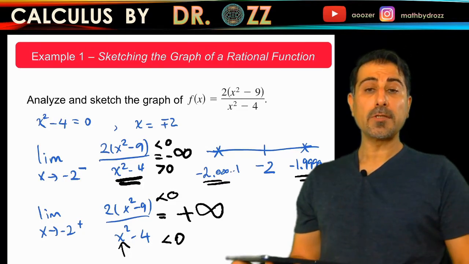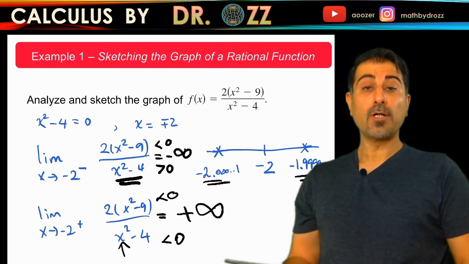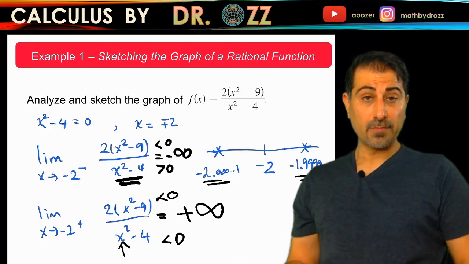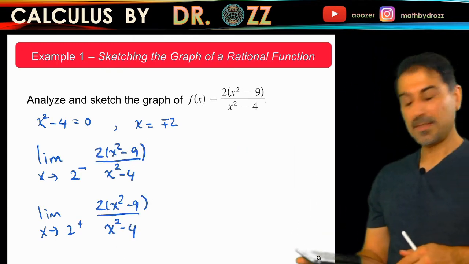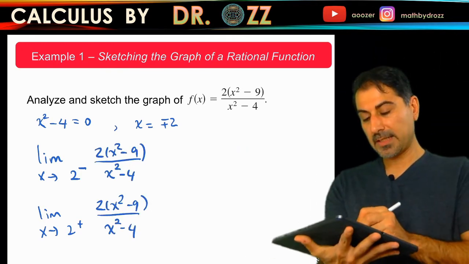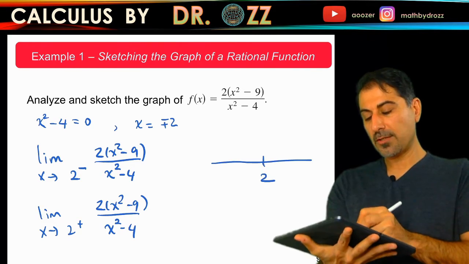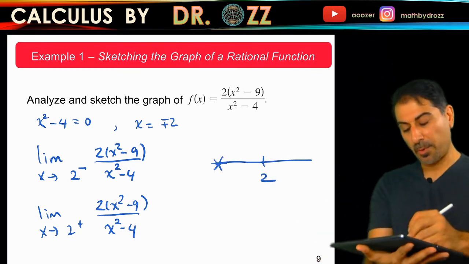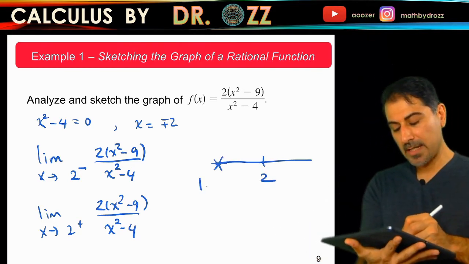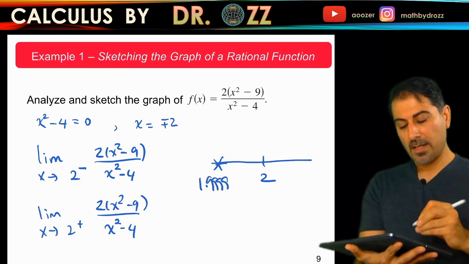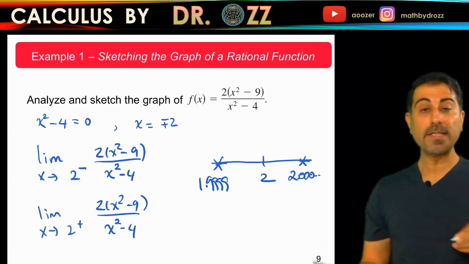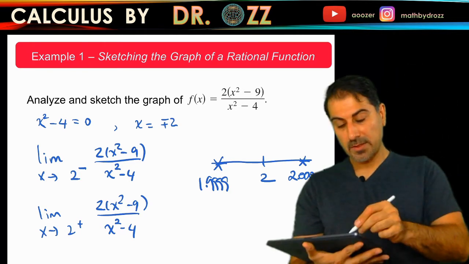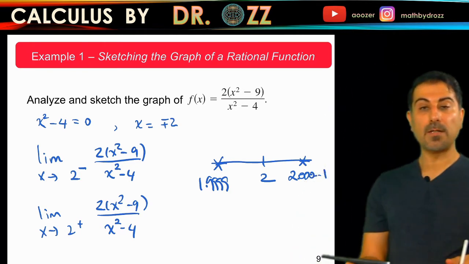And the next thing to determine is the limits for the other candidate for the vertical asymptote. That is in fact +2. Here we go. We still have the left and right limits. So we're going to have 2 here. And on the left, let's choose a sample point, 1.9999. And on the right, our sample point is 2.0001. Okay. So again, we're going to just test those numbers.